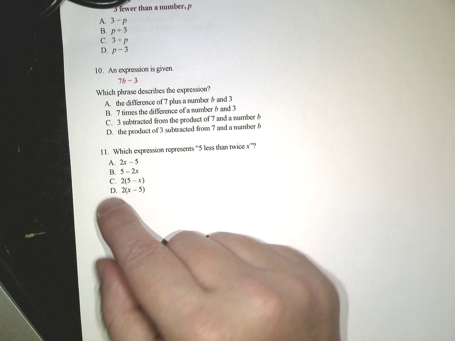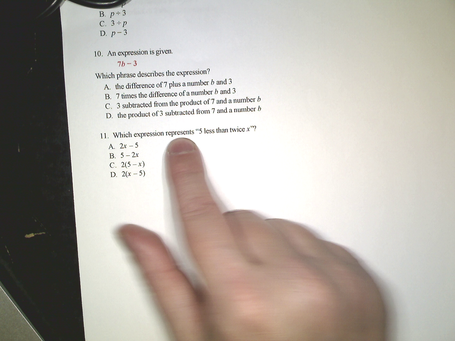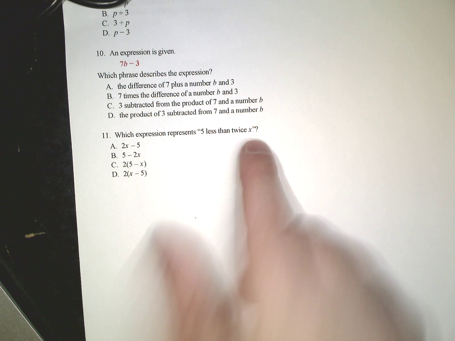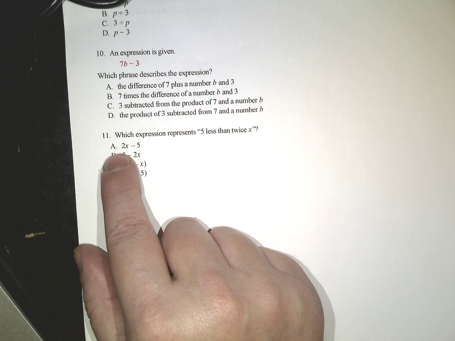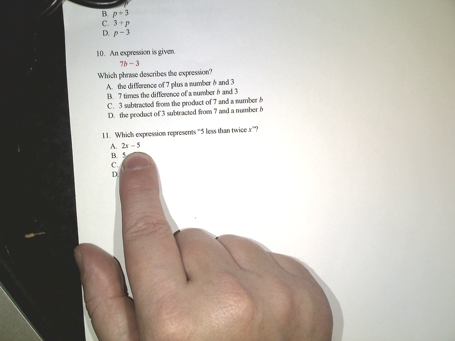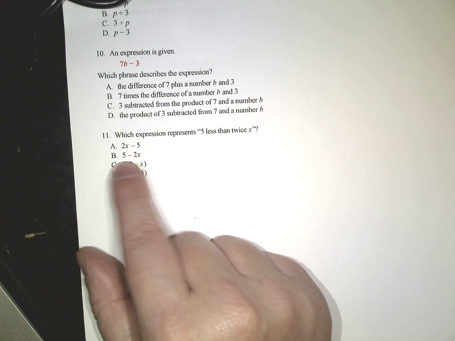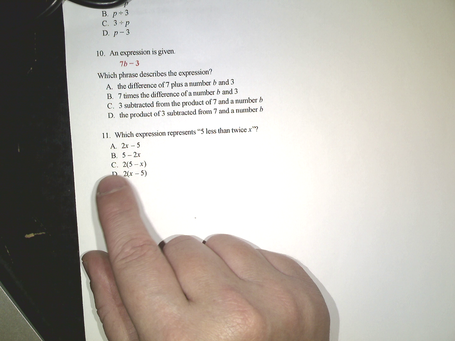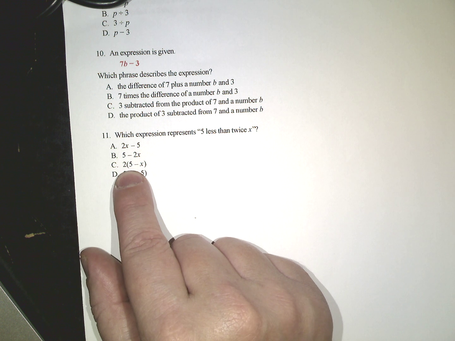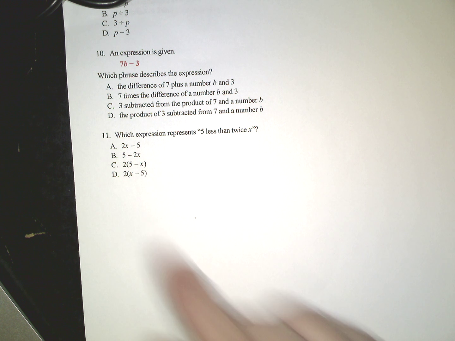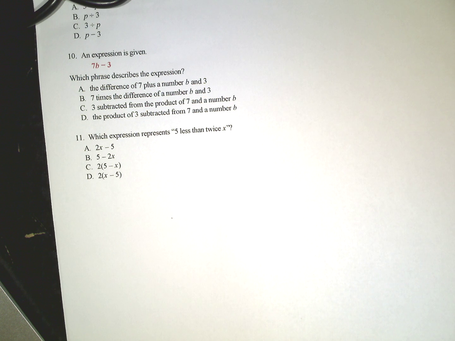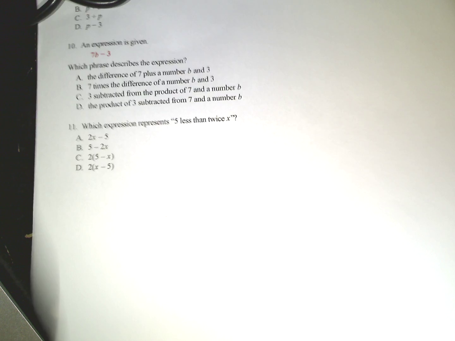Number 11. Which expression represents 5 less than twice x? Is it A, 2x minus 5? Is it B, 5 minus 2x? Is it C, parentheses 5 minus x? Is it D, 2 parentheses x minus 5? Remember, subtraction can only go in one direction. The order it's said is not necessarily the order it goes in.